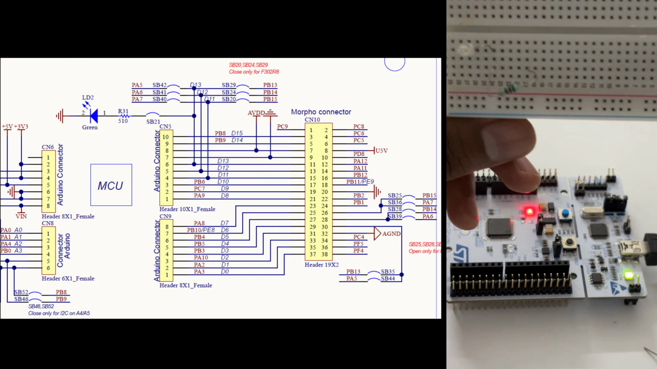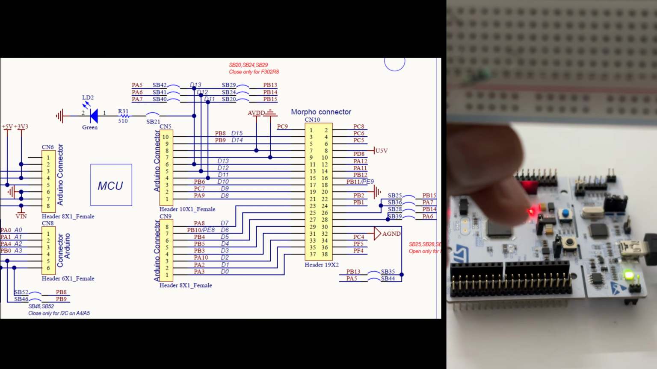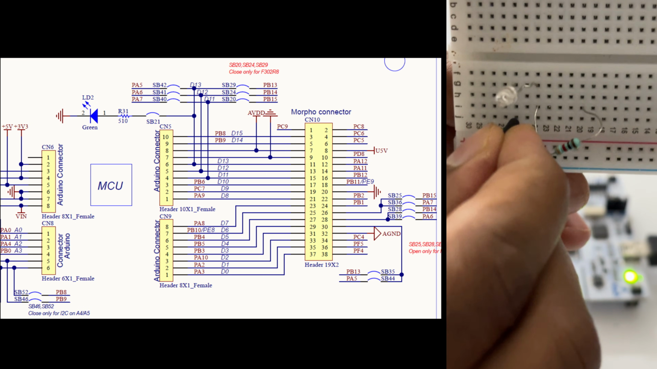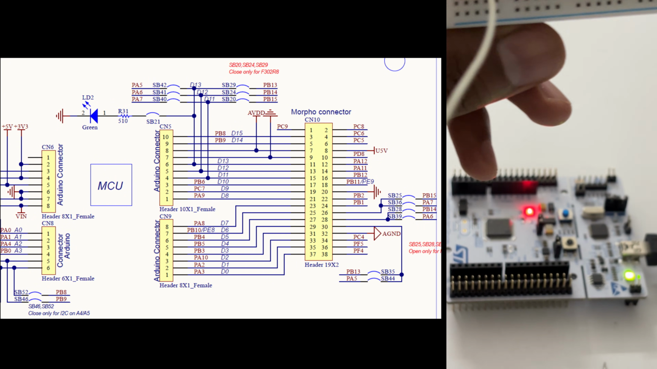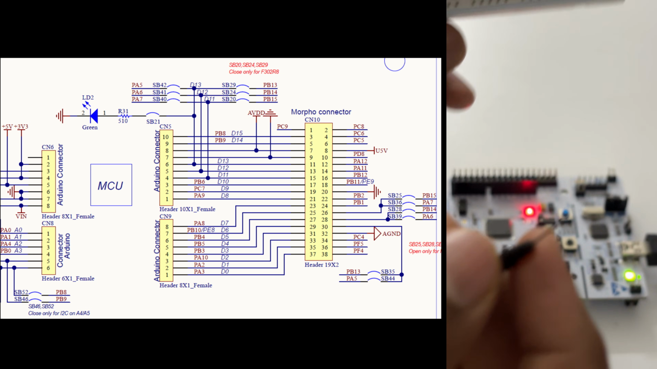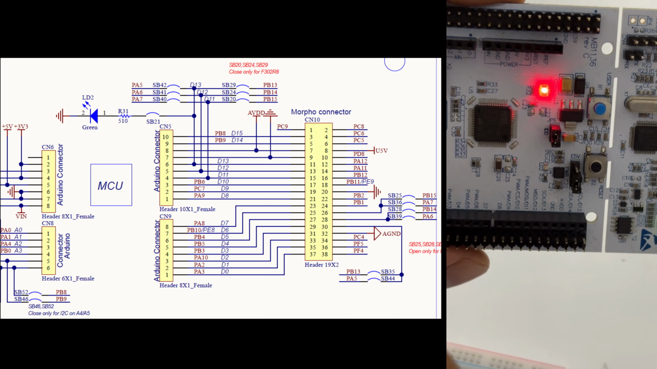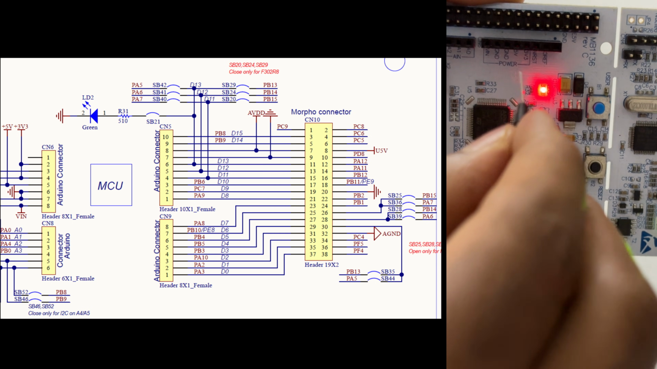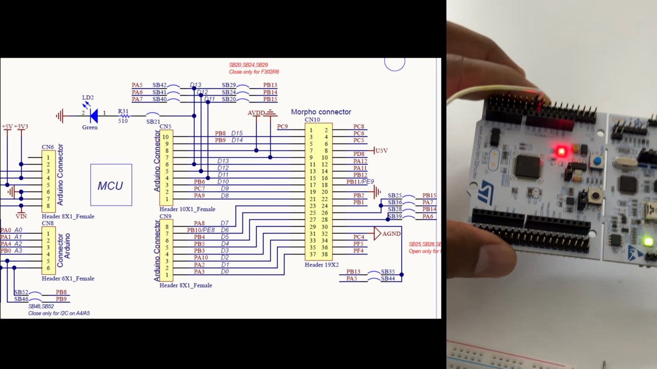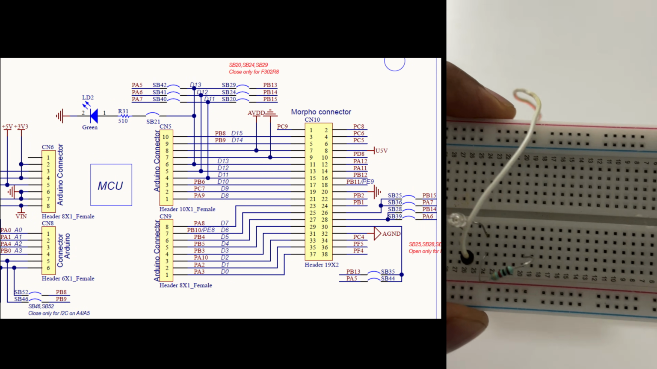So use a minimum of 330 ohm resistor, or higher, so that your LED won't blow up. And the negative one you can directly connect to the ground which is present on the board. So here you can see there is a ground pin, which is pin number 6. So you can directly connect ground to the LED negative pin.